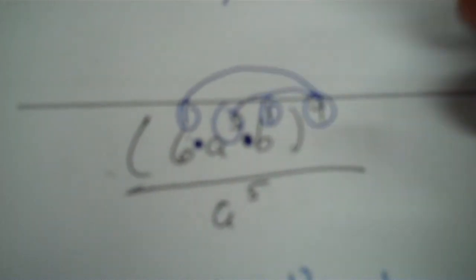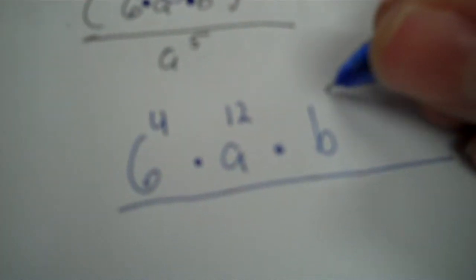So we have 6 times A times B. That's it, okay? No repeats. 6 to the 1, okay? That's inside of the parentheses, so 1 times 4, that's 4. A is in the parentheses, so 3 times 4 is 12. B would get a power of 1. 1 times 4 is 4.